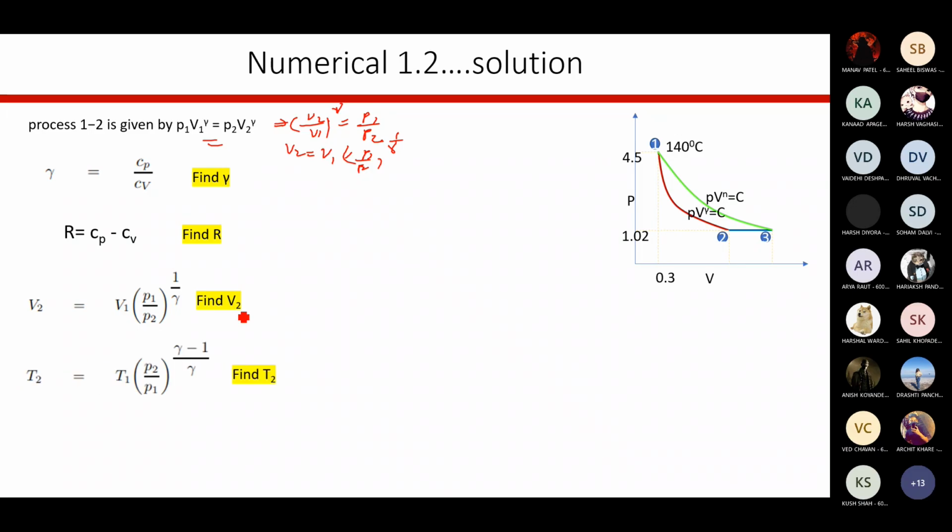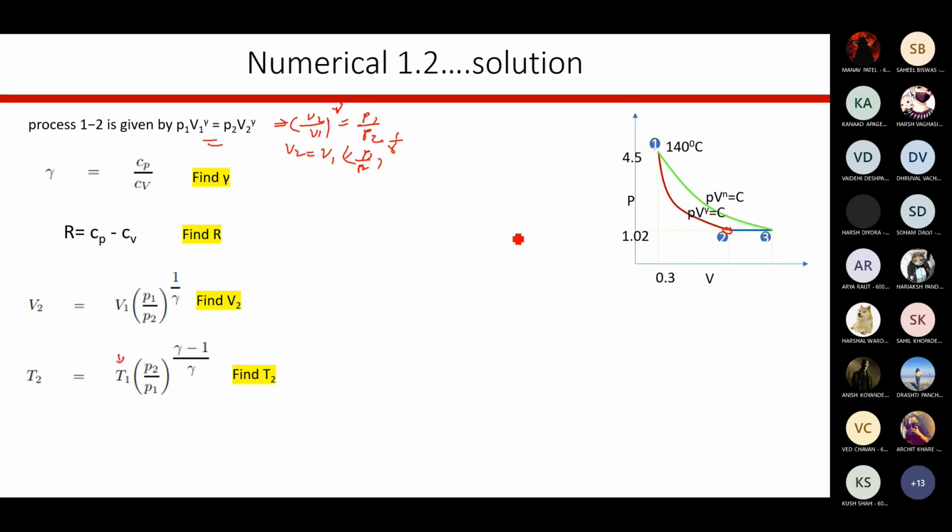Now once I know the volume V2, I will go further and find out what is the temperature T2 here. So I know how to write down the ratio, temperature ratio T2 by T1 is P2 by P1 raised to gamma minus 1 upon gamma. We have derived this previously. Only it was in terms of n minus 1 upon n. So n is replaced by gamma only. So the same expression is valid for this process as well. So I can write T2 is equal to T1 into P2 by P1 raised to gamma minus 1 upon gamma. Now T1 is known to me.